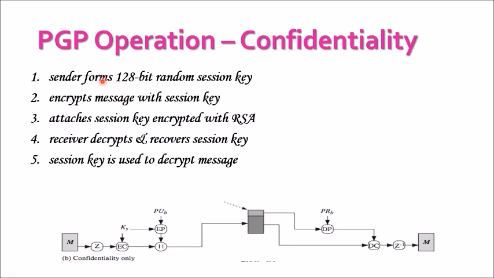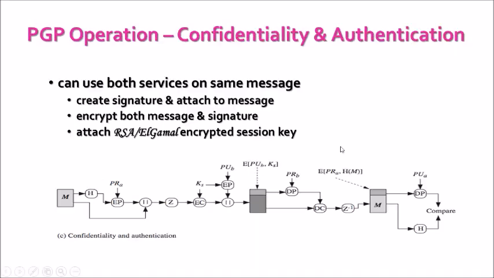The sender forms a 128-bit random session key. After that, the message is encrypted with the session key, and the sender attaches the session key encrypted with the RSA key. The receiver decrypts and recovers the session key. The session key is used to decrypt the message. This provides confidentiality. This diagram illustrates that both confidentiality and authentication services may be used for the same message.